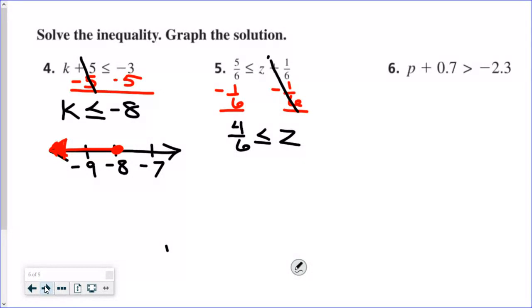4/6 reduced is 2/3. Divide by 2, divide by 2. Okay, but I want the variable on the left and the fraction on the right. And then it's eating the z and pointing at the 2/3.